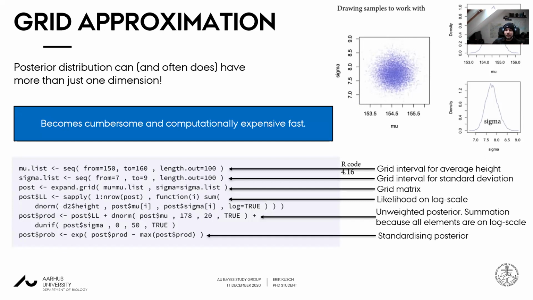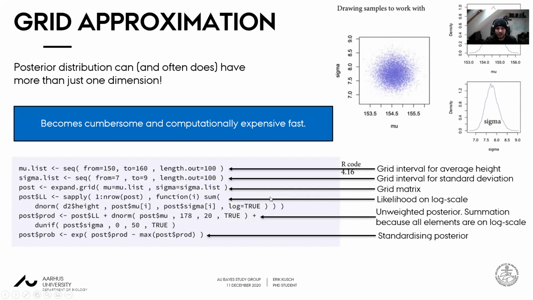So the way this is done in the lecture and the book, we identify a sequence for our average height. We identify a sequence for our standard deviation of the height. Those are just the grid intervals. We then combine those into a grid matrix. What we then do is we obtain the likelihood for our heights. This is done on a log scale, which is very important in just a second.